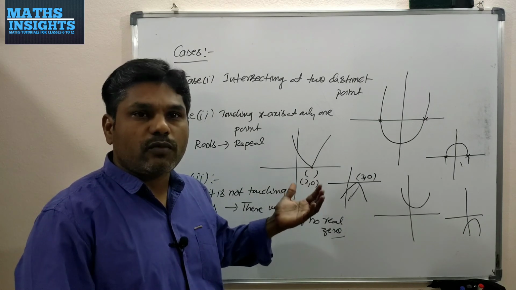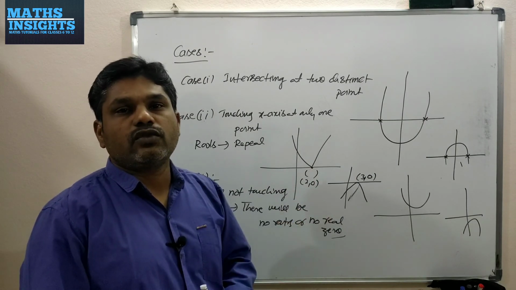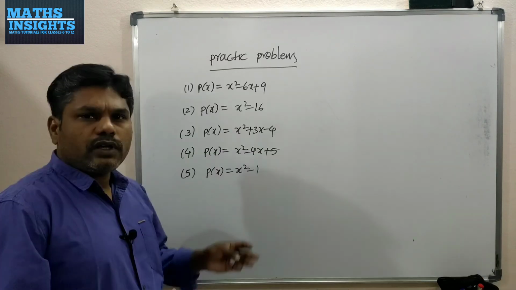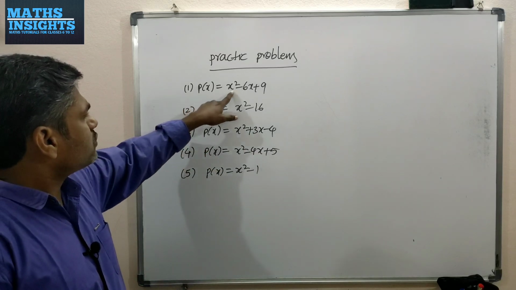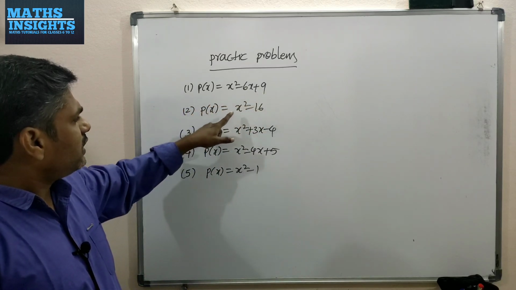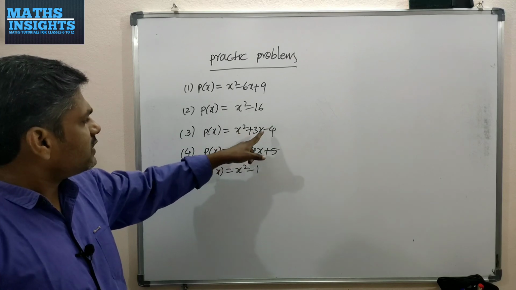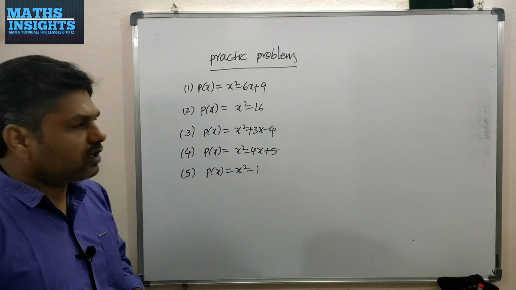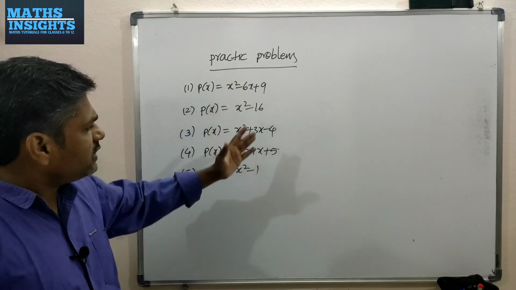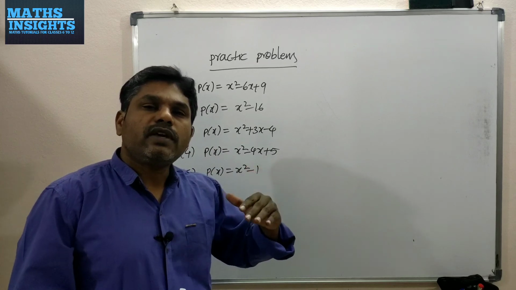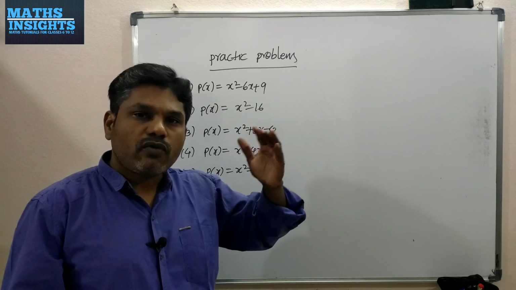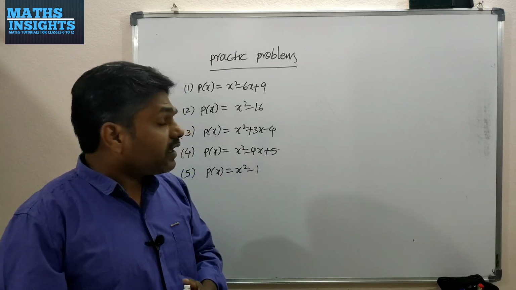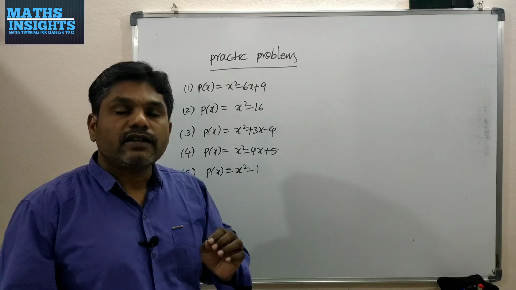Now I will give some problems for your practice. Then you may take those for your practice to clear the concept more. Take these problems. First one is x square minus 6x plus 9, x square minus 16, x square plus 3x minus 4, x square minus 4x plus 5, x square minus 1. After drawing the graphs of all these, we will find that they may be inverted U or in the shape of U. You have to find where they are meeting the x-axis and find the zeros. Care should be taken while calculating the y value.